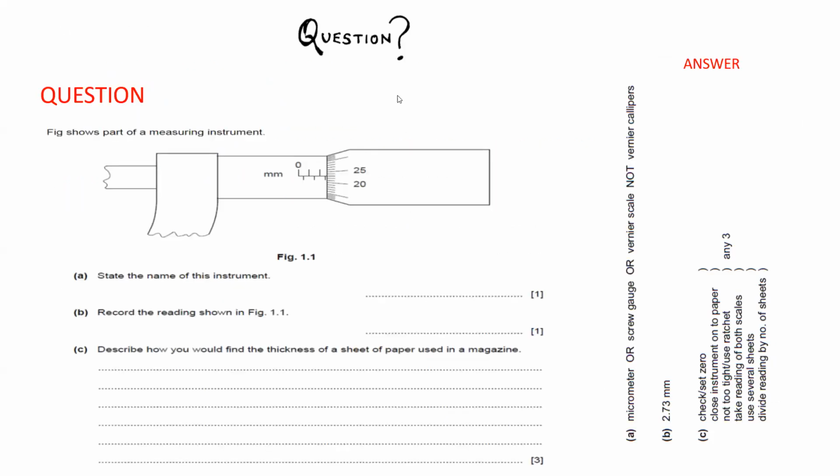Okay, another question. The figure shows a part of a measuring instrument. State the name of this instrument. What is the name of this measuring instrument? So it's a micrometer screw gauge. Then record the reading shown in the figure. So how do we record the reading?